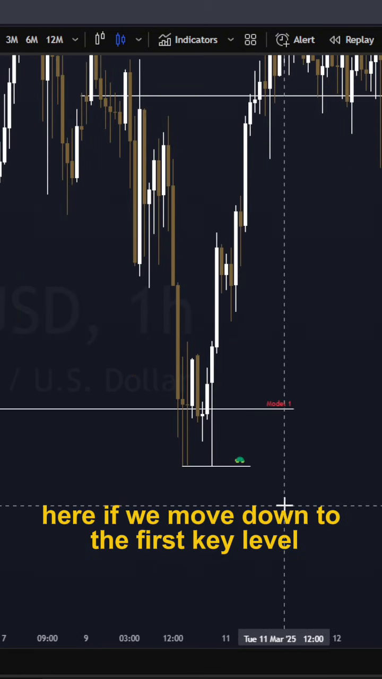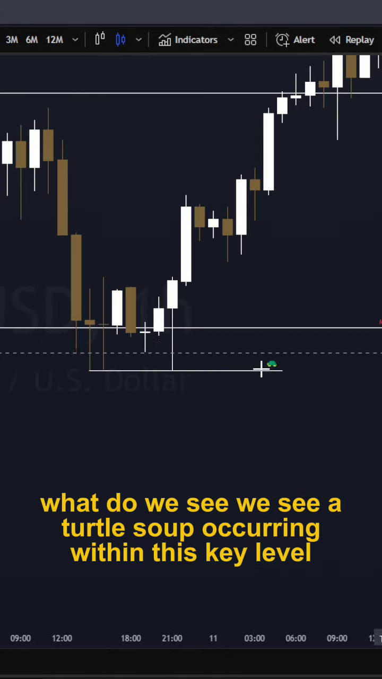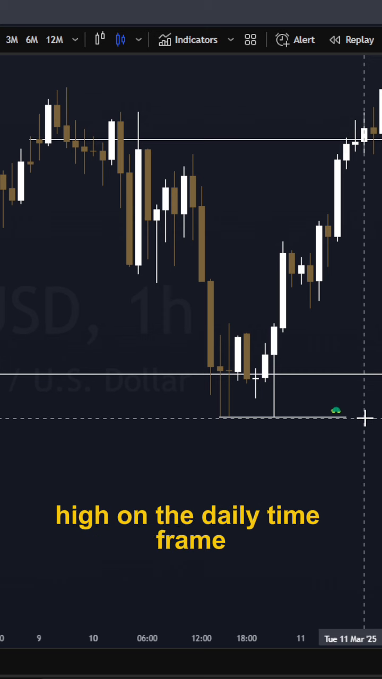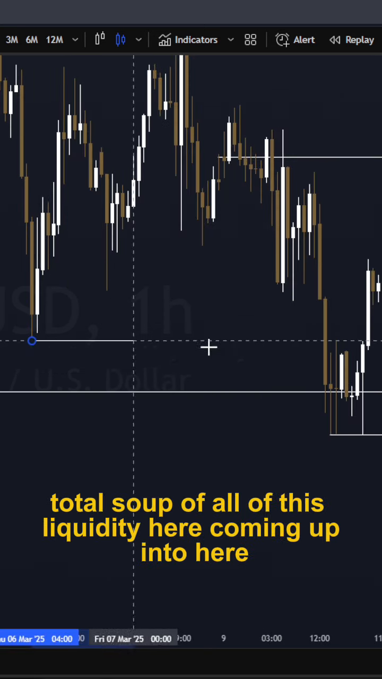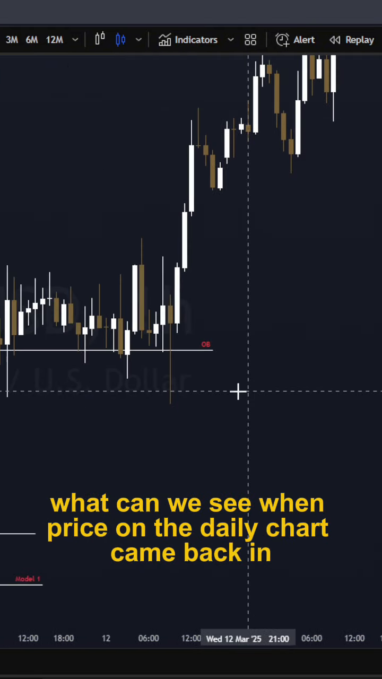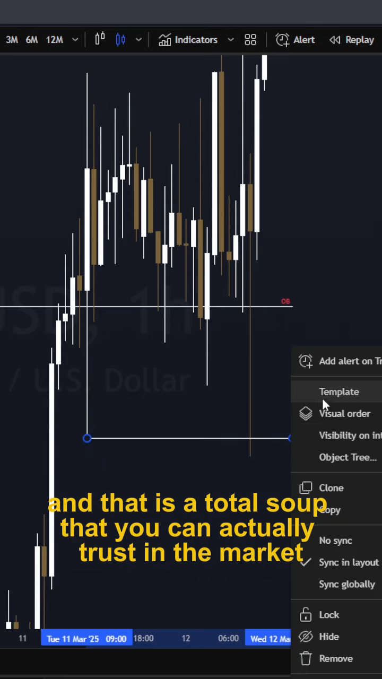If we move down to that first key level, what do we see? We see a turtle soup occurring within this key level, with the bodies pretty much respecting the opening price of that wick high on the daily time frame. So that turtle soup you can trust, as well as a higher time frame turtle soup of all of this liquidity here coming up into here. What can we see when price on the daily chart came back in and tapped into that daily order block? Turtle soup. And that is the turtle soup that you can actually trust in the market.